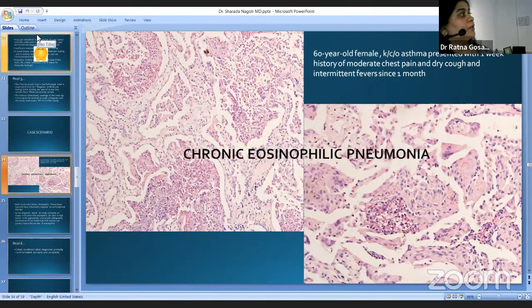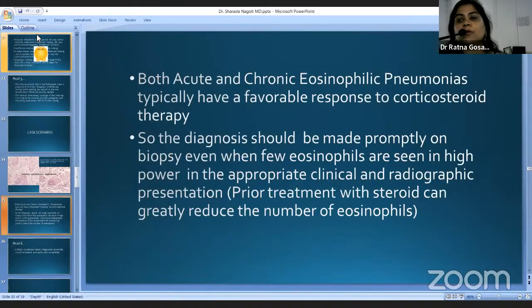So this is how the biopsy looked. So these are all the alveolar spaces, and this is the alveolar septum, and these alveolar spaces are filled by these inflammatory cells. And on closer view, these inflammatory cells are found to be eosinophils. So these are eosinophilic microabscesses along with a few multinucleated giant cells. So a female patient, known case of asthma, with alveolar filling by these eosinophils, the diagnosis is chronic eosinophilic pneumonia. Both acute and chronic eosinophilic pneumonia typically have a favorable response to corticosteroid therapies.